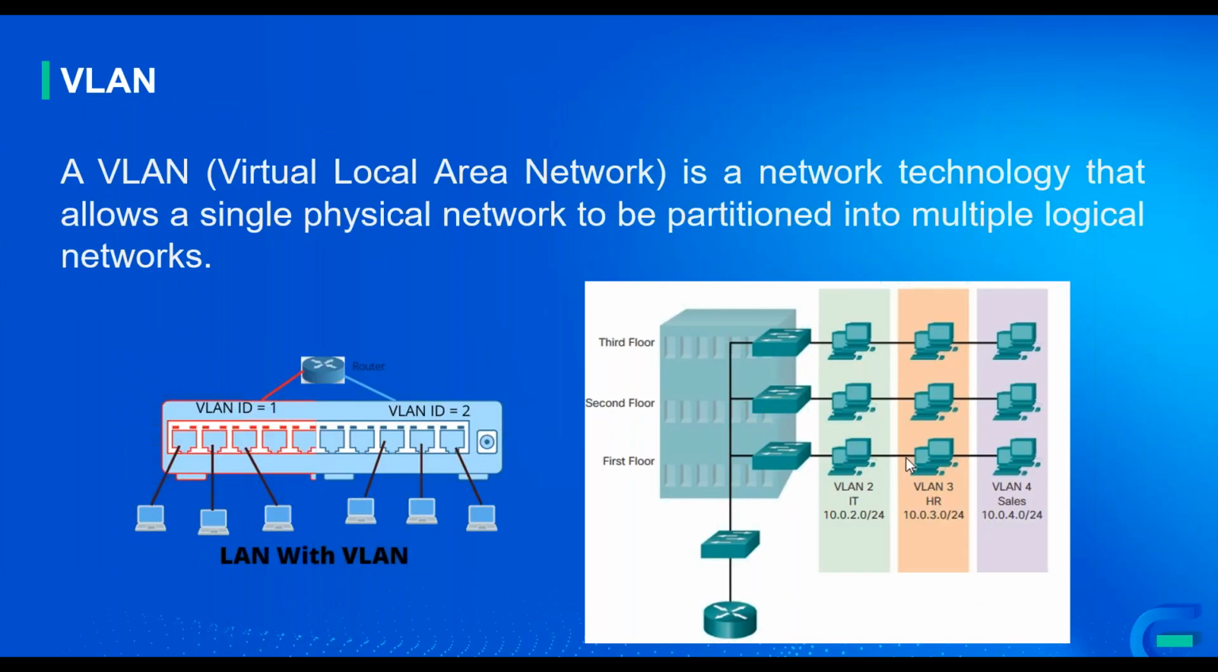Let's begin. What is a VLAN? A VLAN or virtual local area network is a network technology that allows a single physical network to be partitioned into multiple logical networks. As we can see in these images, by using VLANs, we can partition a physical network into multiple virtual networks.